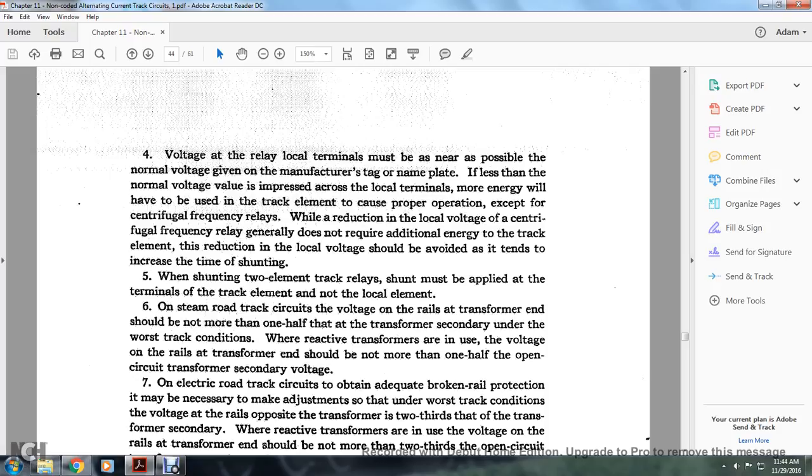5. When shunting a 2-element track relay, shunts must be applied with the terminals of the track element, not the local element. 6. On steam road circuits, the voltage on the rails at the transformer end should not be more than one half of the transformer secondary under the worst of the track conditions where rectifiers of the transformer are in use. The voltage on the rails at the transformer end should not be more than one half of the open circuit transformer secondary voltage.